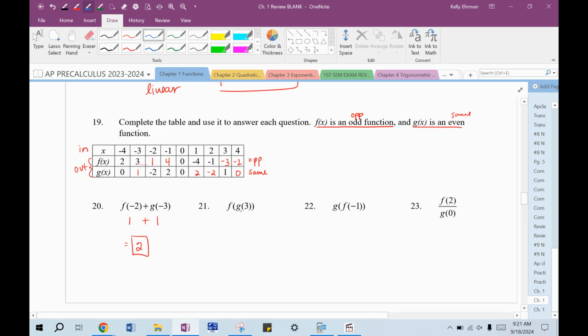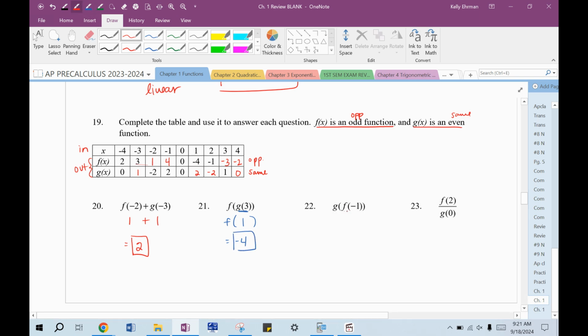Okay, so here, start on the inside. This is f of g of 3. So what is g of 3? When I put in 3, I get out 1 from g. And then now go to f. When you put in 1, you get out negative 4.